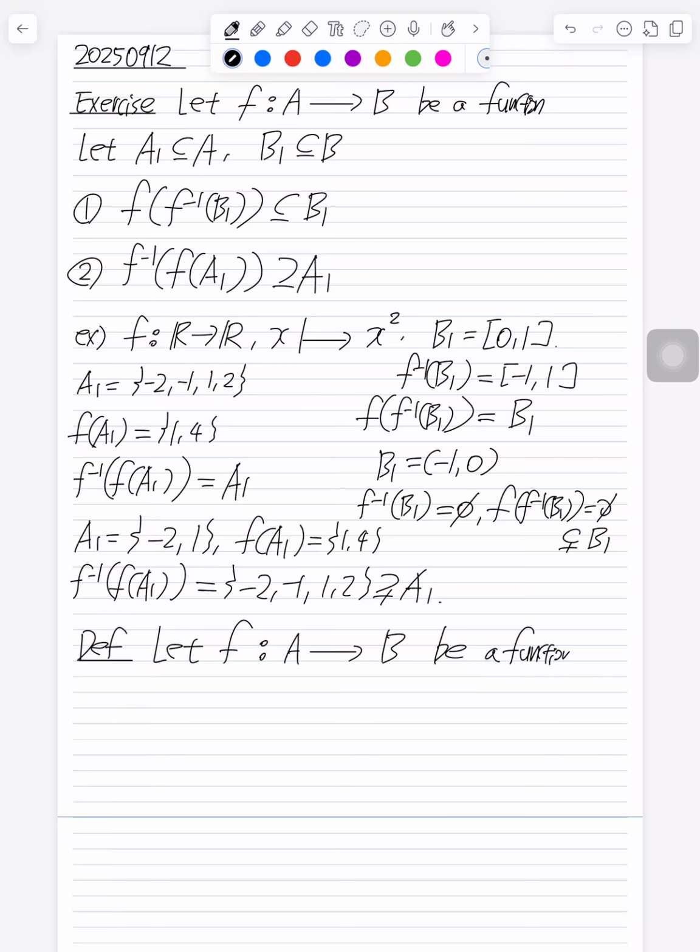And we'd like to say f is one-to-one or injective if, so there are several ways to say this, if f of x1 equals f of x2, this forces the prescribed inputs to be the same.